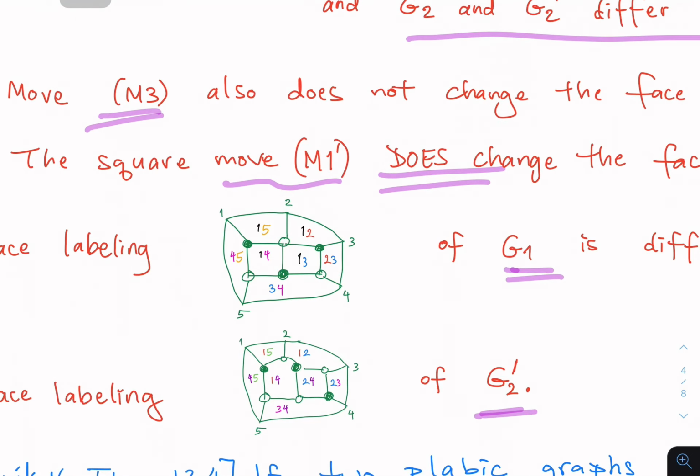One way to see how they're different is that G2 prime has a phase label 2,4 and G1 does not.